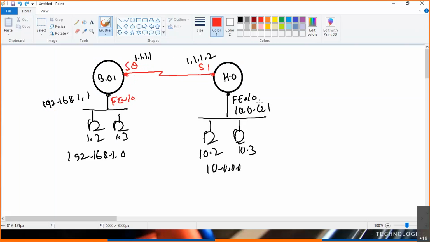And IP routing types: static routing, dynamic routing, and default routing. Static routes are configured, maintained, and updated by the network administrator manually. To configure static routing, we should know the destination networks. And the administrative distance is 1.